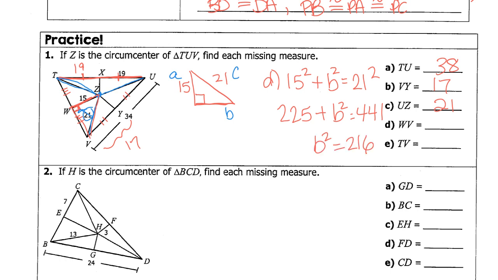And I get 216. Now to get rid of that exponent, the inverse operation is to take the square root. The square root and the squared cancel out. So you're just left with B equals the square root of 216, which is around 14.7. We're going to round to one decimal place, to the nearest tenths place. So if the length from V to W is 14.7, then I can find E because that's TV. TV is the whole thing, the whole side of this triangle. So I can just take 14.7 and multiply it by 2. So you get 29.4.